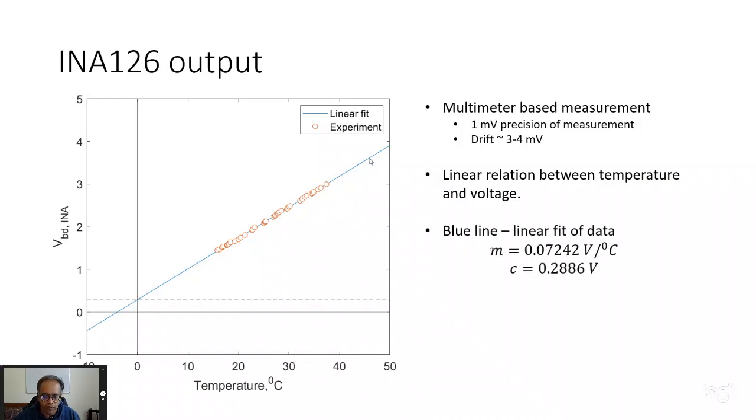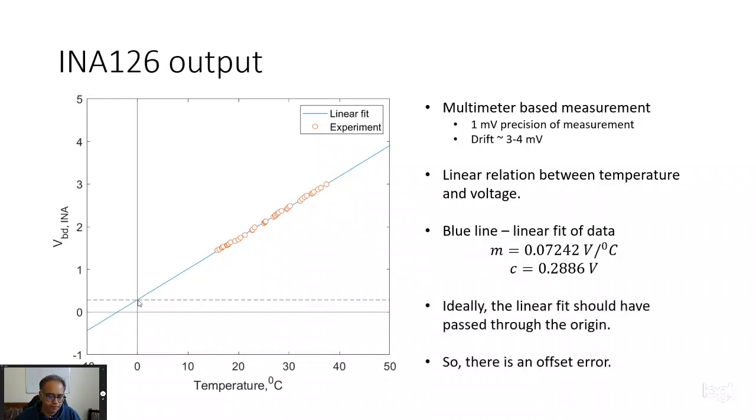And we also have a blue line fit here. So this is the linear fit, and the linear fit parameters are given here. And what we see is we do have an offset. Right. So ideally, because we are using the Wheatstone bridge in its maximum sensitivity configuration, and we also know that at T equals 0 degrees Celsius, the resistance of the PT100 is going to be 100. So all the arms are going to be balanced.